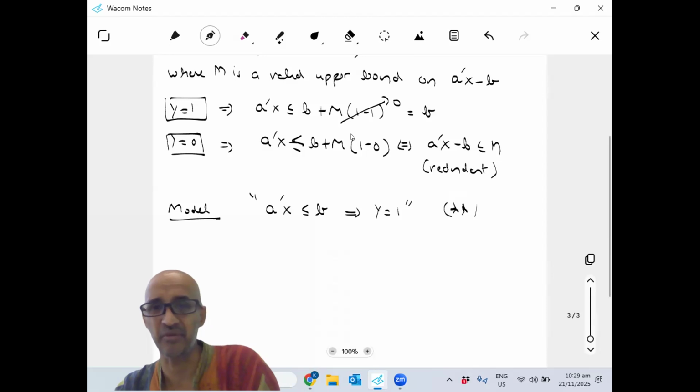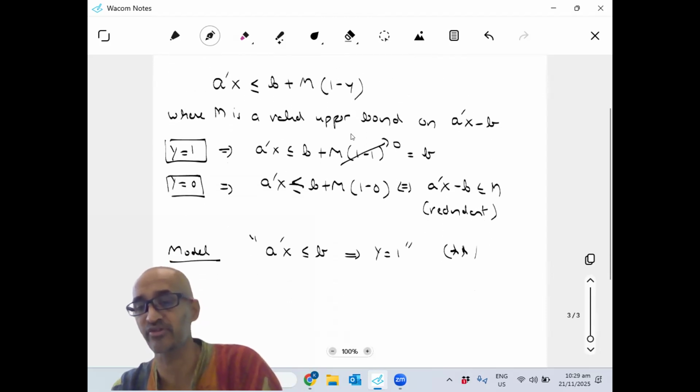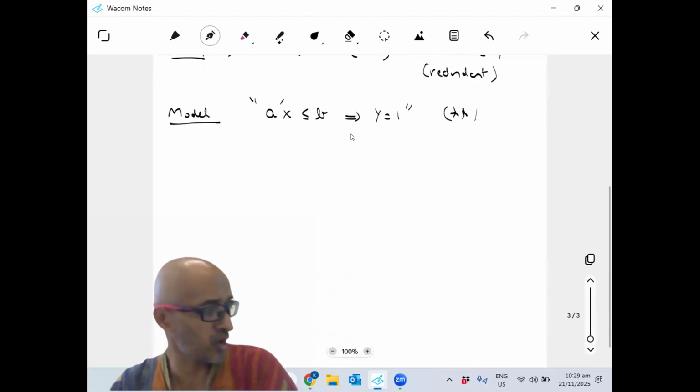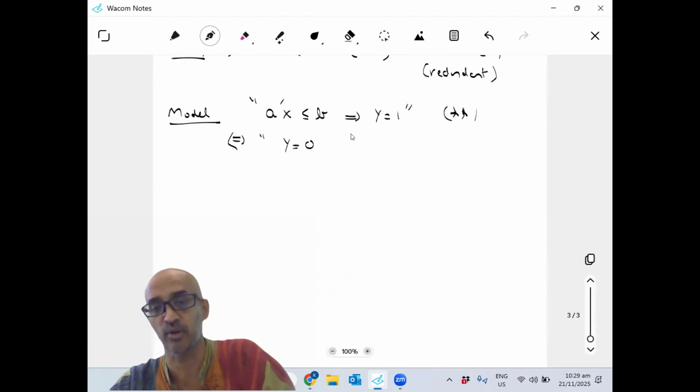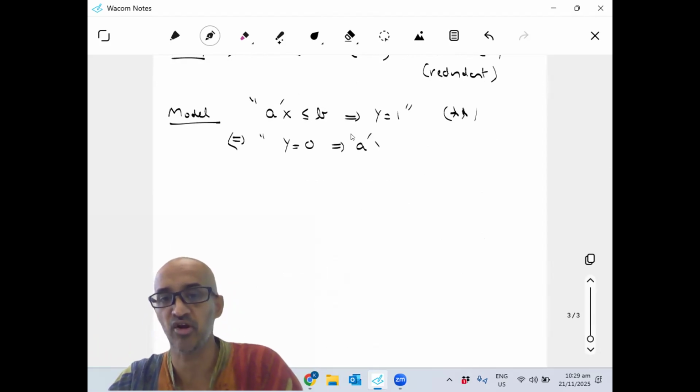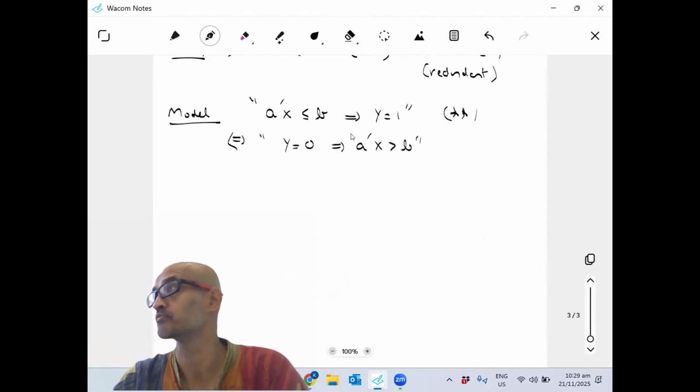You require something additional here. The way you'll model this is the following. Observe that this is the same thing as saying y equal to 0, because y is binary. If y is not equal to 1, then the reverse implication simply says A transpose x is strictly greater than b. These two are equivalent to each other. A implies B, not B implies not A.